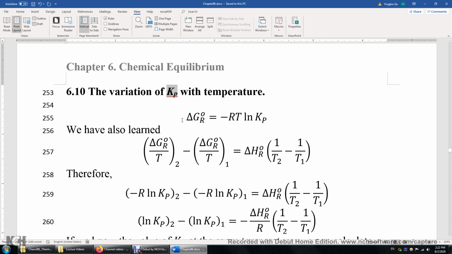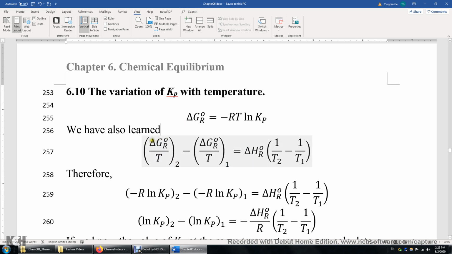Let's look at the derivation. First, the standard Gibbs energy of the reaction is equal to negative RT times ln Kp. And then we proved this equation before. As long as this enthalpy of reaction is approximately a constant between T1 and T2, this equation holds. And usually this enthalpy of the reaction is approximately a constant because the integral of delta CPM between T1 and T2 is usually very small. And therefore, we can use this equation.